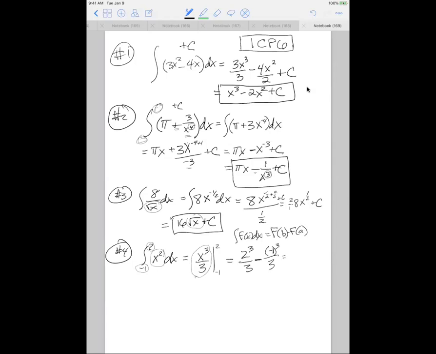All right, this turns out to be 2 cubed, 8 over 3. We've got -1 to the third. That is -1, and -1 and -1 makes a plus 1/3. That turns out to be 9/3, and that is equal to 3. Notice there's no plus c. The final answer is 3, a number. You've got a definite integral. The answer should be a number, and it is 3.